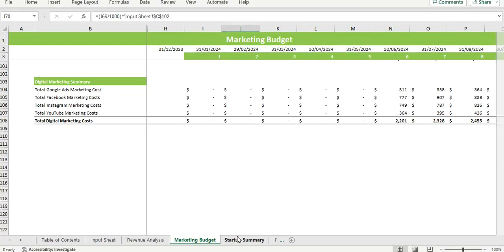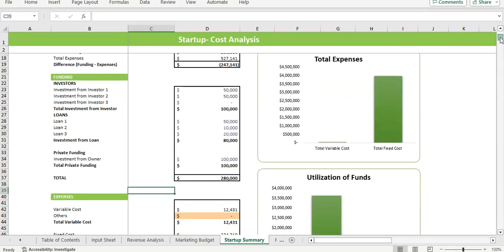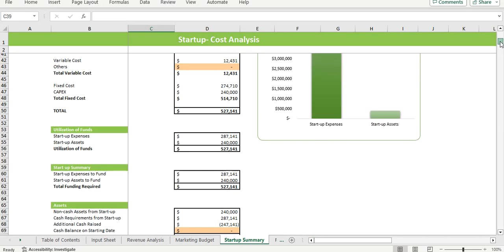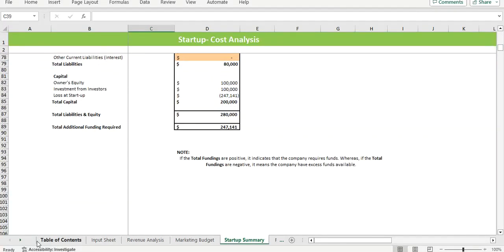Moving on, we have the startup summary, which shows us the summary regarding our funding, our expenses, the fund utilizations, and the assets and liabilities calculations.